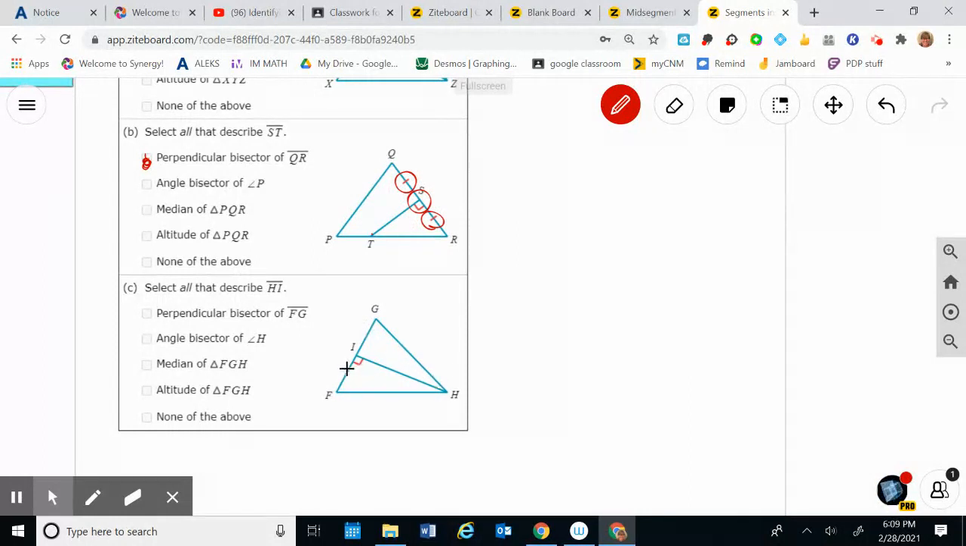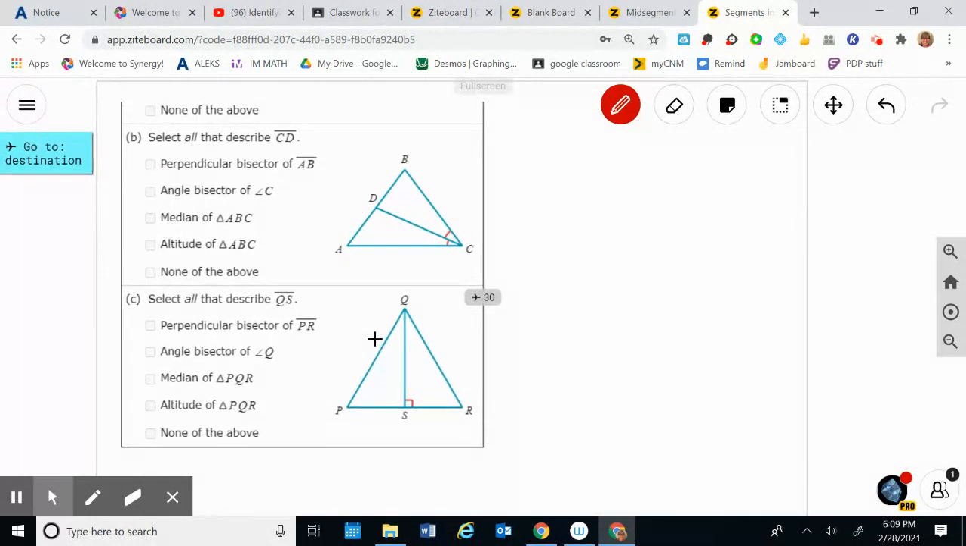This one, HI, is not the perpendicular bisector. Yes, it's perpendicular. Yes, these look equal, but this could be 10.1 and this could be 10.12, not equal. It's not the angle bisector because there's nothing here. It's not the median because we don't have equal parts here. However, it is the altitude.